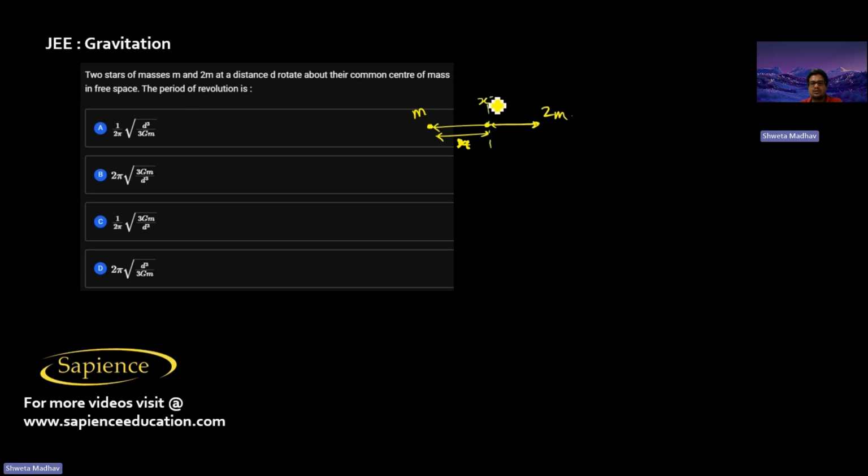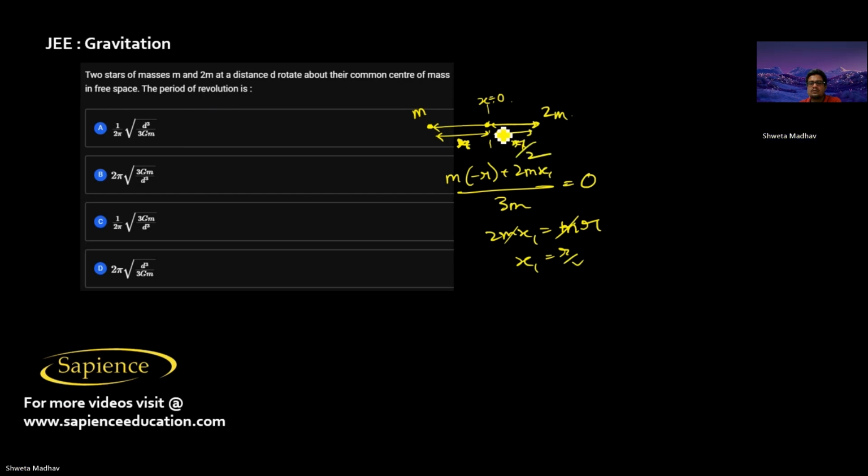If the center is at the origin, at x equal to 0, then we can say that m into minus r plus 2m into x1, divided by m plus 2m, that is 3m, is equal to 0. So I can say that 2m x1 is equal to m r. So x1 will be equal to r by 2. So the common center of mass of the two stars will be at a distance r from M and at a distance of r by 2 from 2M.